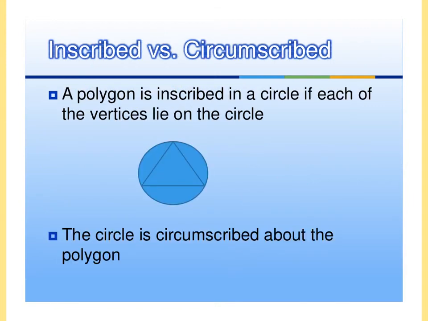Okay, inscribed and circumscribed. So a polygon is inscribed in a circle if each of the vertices lie on the circle. So think inscribed is like inside. If the polygon is inside the circle, and the vertices are on the circle, then it's inscribed. So this triangle is inscribed in the circle.